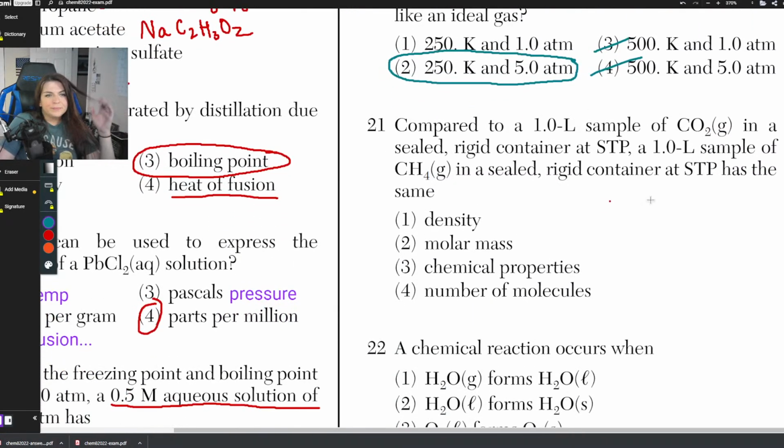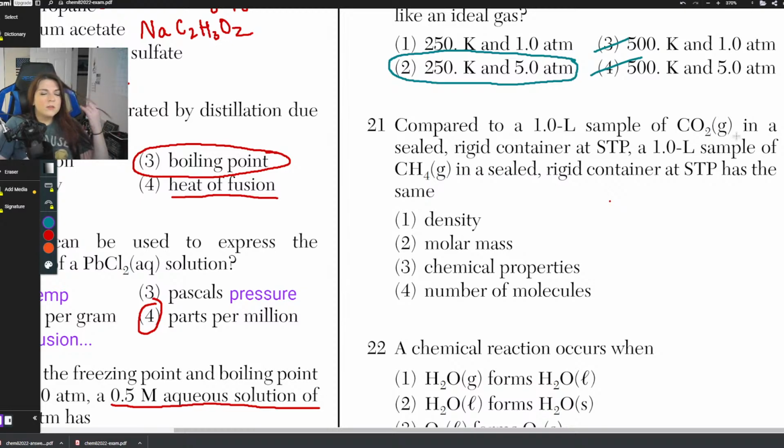Number 21. Ooh, I love these questions. Okay. Compared to a 1 liter sample of carbon dioxide gas in a sealed, rigid container at STP, a 1 liter sample of methane gas in a sealed, rigid container at STP has the same blank. This, you may not know, is Avogadro's law. Avogadro's the really annoying guy who came up with a mole and made us all do stoichiometry.